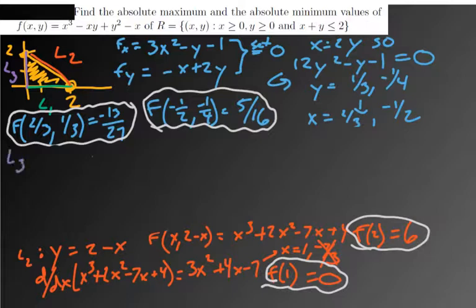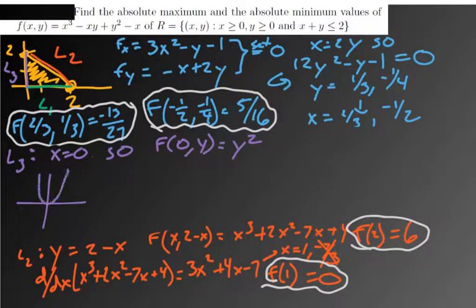So line 3, this last one's not too bad. Here we have that x equals 0. So it simplifies this thing to literally just, f of 0, y would look like just y squared, right? And y squared between 0 and 2 is a very nice one for us to think about, the easiest of them all. And we know that it's going to have its minimum at 0 and its maximum over at 2.